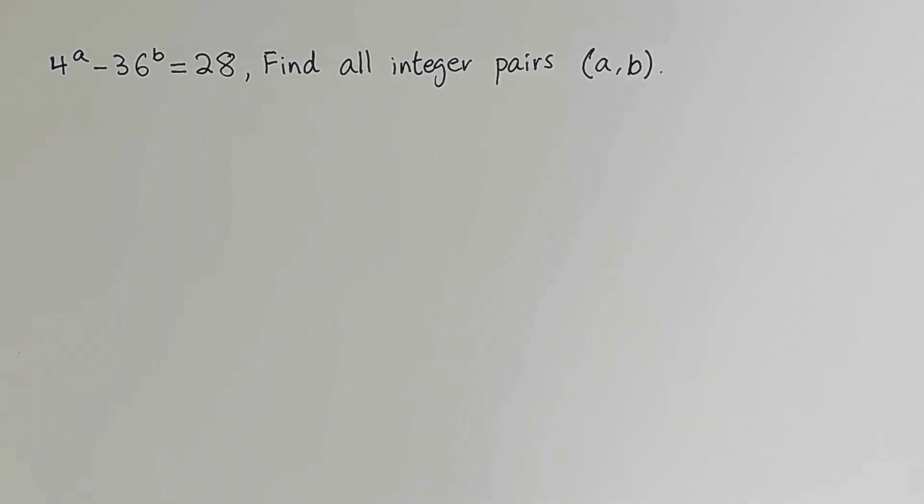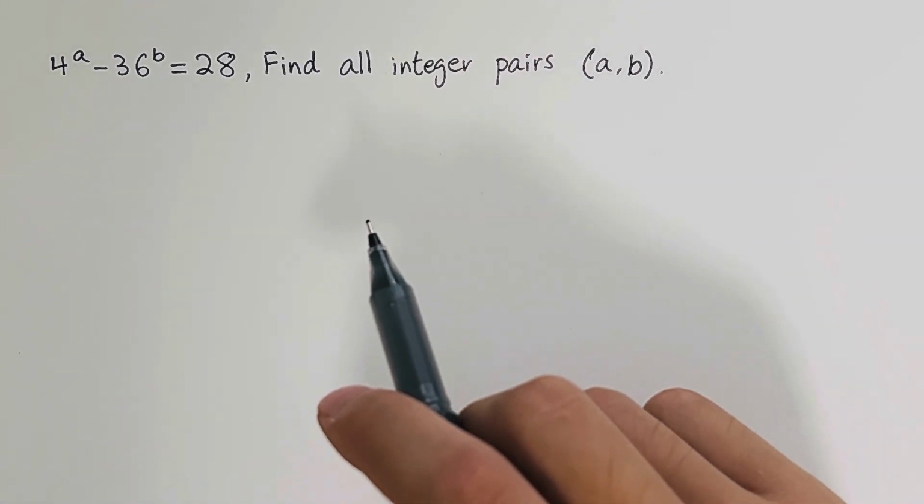In this problem, let's consider the exponential Diophantine equation 4^a − 36^b = 28, and we seek all integer pairs (a, b) that satisfy it. First, let me establish the domain. We can suppose that a is less than 0.